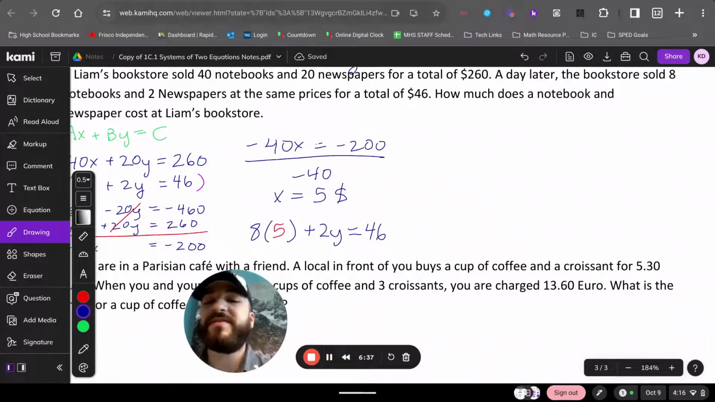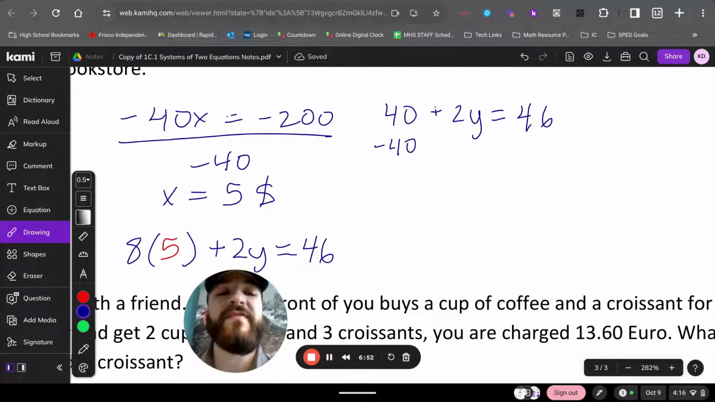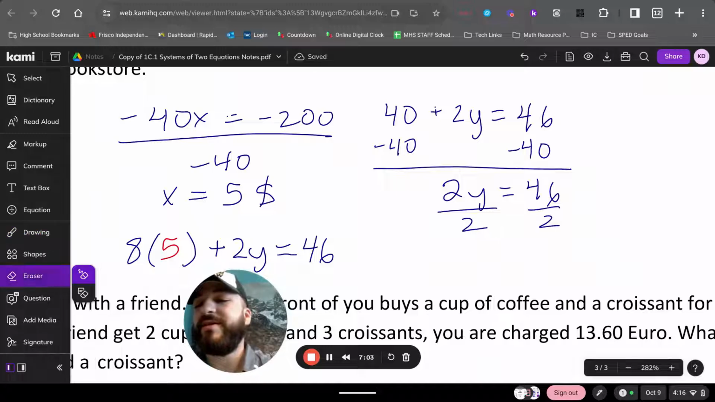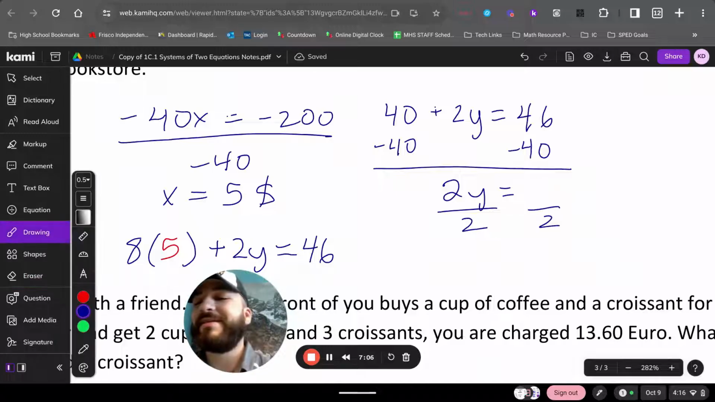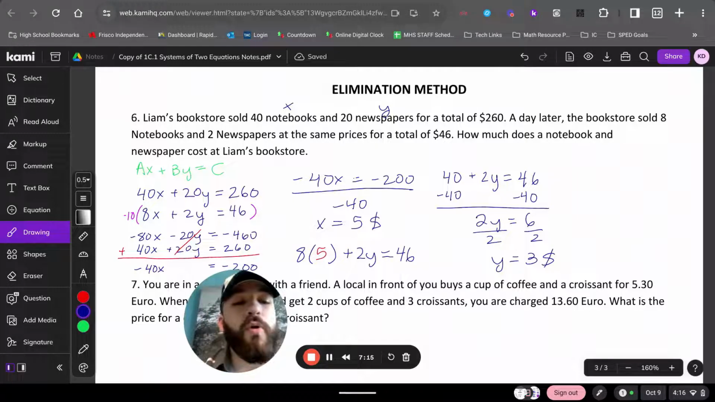So 8 times 5 is going to be 40, plus 2y is equal to 46. Then solving for y, we can subtract 40 from both sides. We get 2y is equal to 6, and then dividing both sides by 2, we get y is equal to $3. So our point is (5, 3).